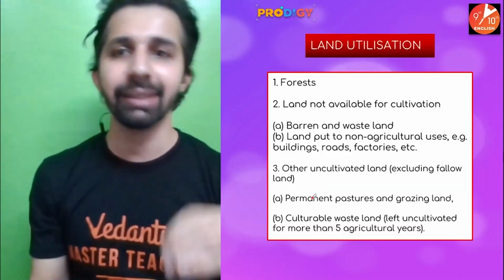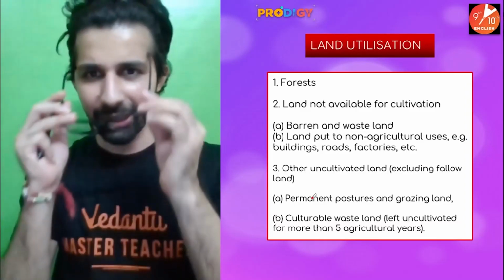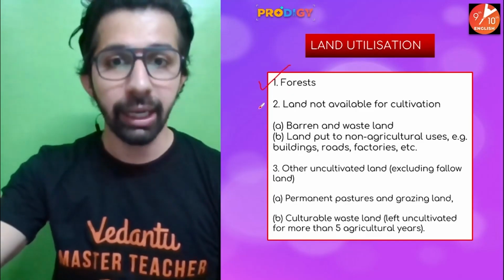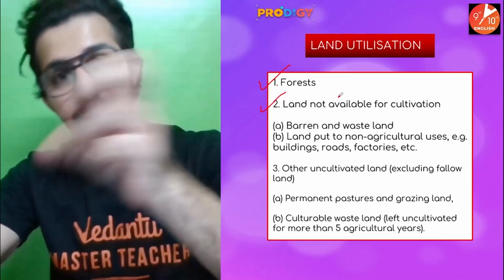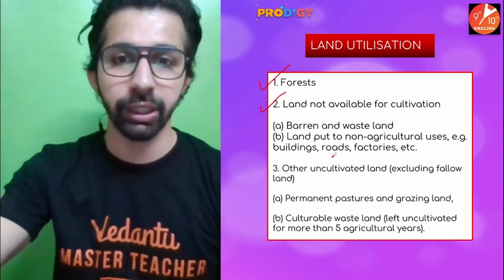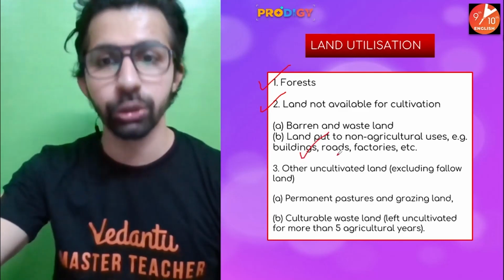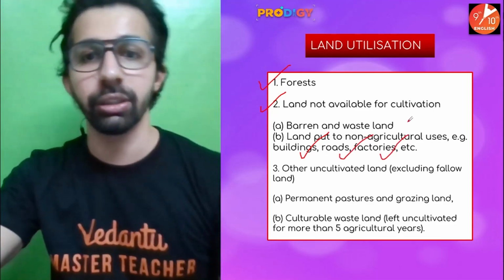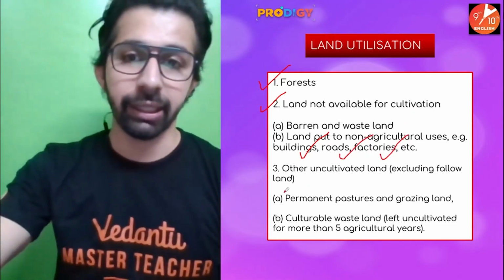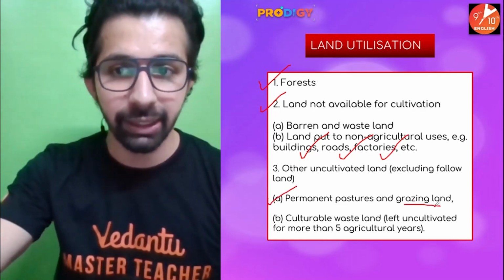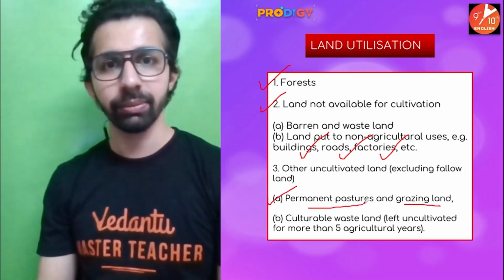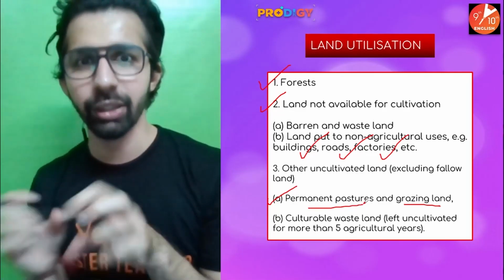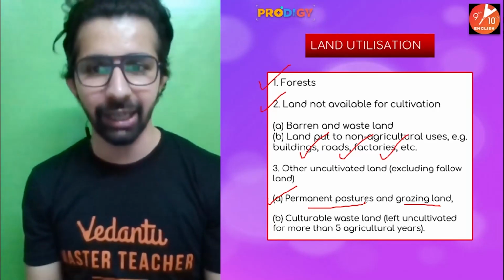Okay. Based on this, guys, land is utilized for various purposes. Like for example, land can be used for forest. Land can be used for other than agriculture. Like for example, land can be put in use for building of roads, for construction of houses, for construction of factories. So land can be put to non-agricultural use also. Okay? Land can be used for permanent pastures and grazing land. What is the meaning of permanent pastures and grazing land? For the cattle to graze. So there is land which is kept only for the cattle to graze, to have their food. So that is permanent pastures and grazing land.